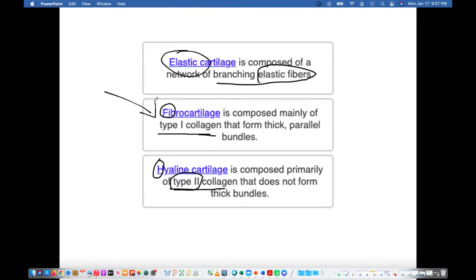Also remember fibrocartilage is the strongest cartilage in the body, so it forms thick parallel bundles, whereas hyaline is found at the end of the joints. It does not form thick bundles, so they degenerate more easily. Degenerative joint disease, also known as osteoarthritis, is not the same thing as rheumatoid arthritis. A lot of students confuse the two.